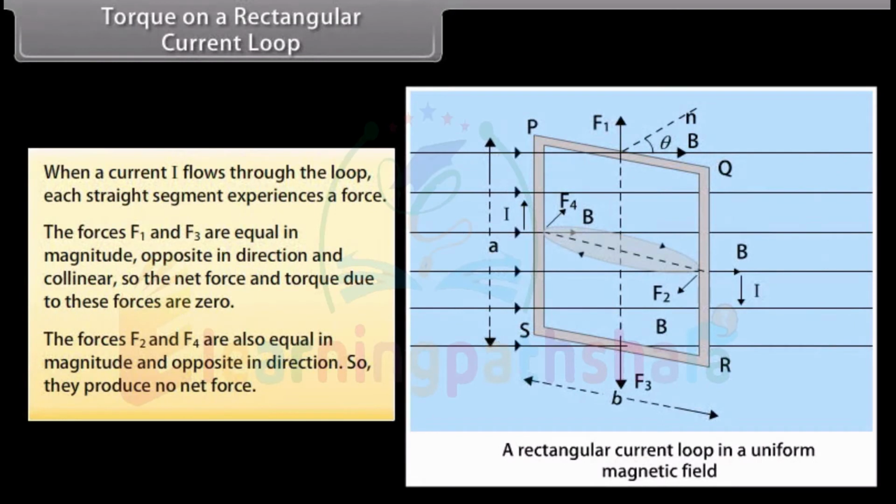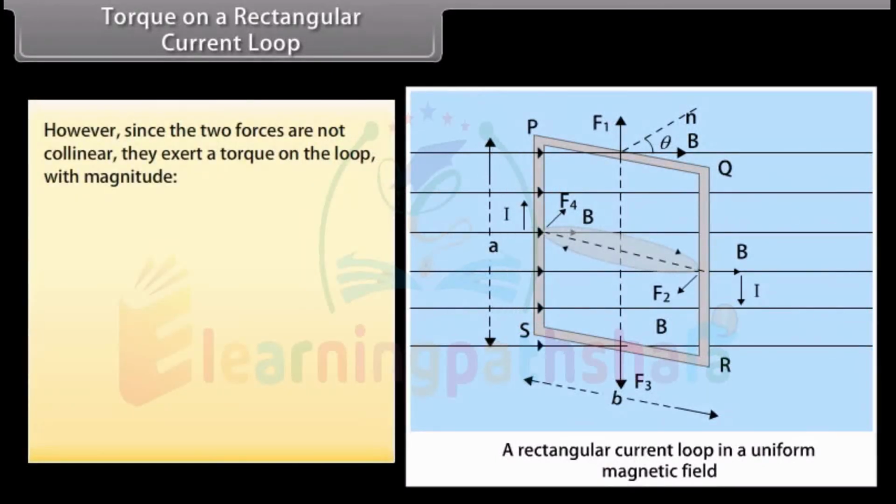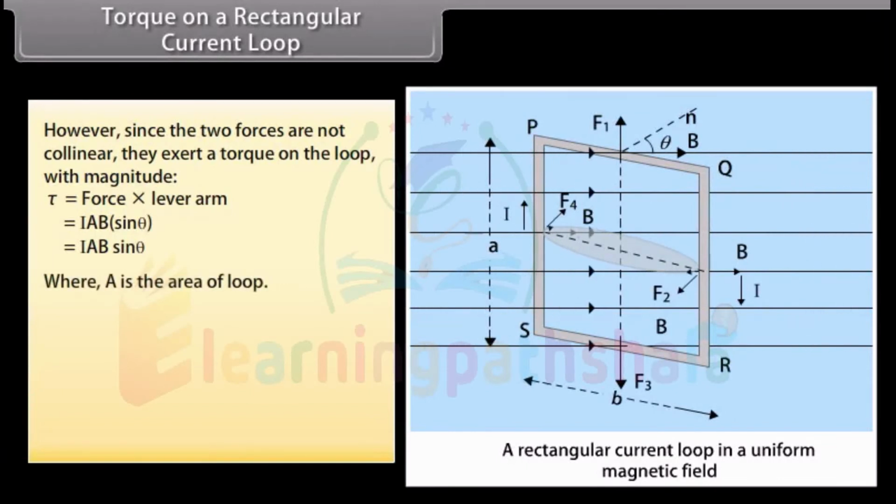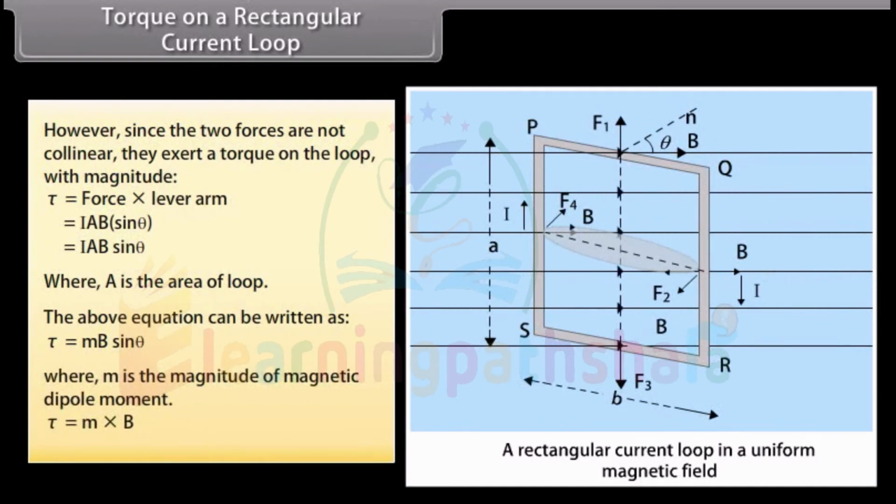The forces F2 and F4 are also equal in magnitude and opposite in direction, so they produce no net force. However, since the two forces are not collinear, they exert a torque on the loop, with magnitude equal to the product of force and lever arm, which is equal to IAB sin θ, where A is the area of the loop. The above equation can be written as τ is equal to mB sin θ, where m is the magnitude of the magnetic dipole moment. τ is equal to the cross product of m and B.